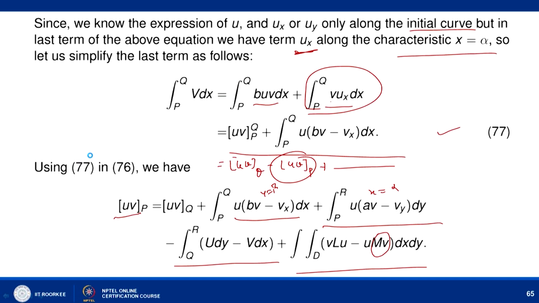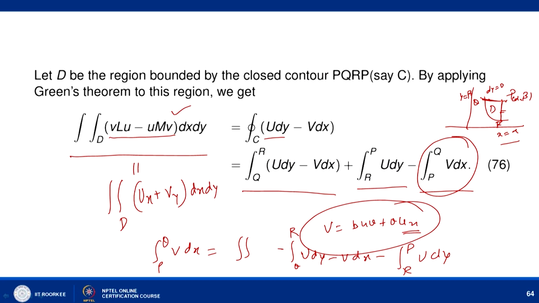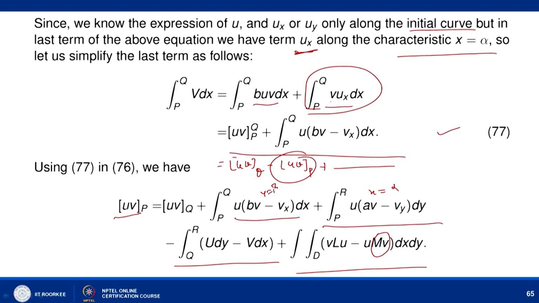So, it means that at point P we want V to be 1, and if we do this, then our solution is reduced to u at P equal to uv at q. This term is gone, this term is gone, this term is also gone. What we have is a much simpler value: uv at q minus the integral from q to r of u(a dy minus b dx) plus the double integral of vLu dx dy. So now this will give you the solution of u at the point P.